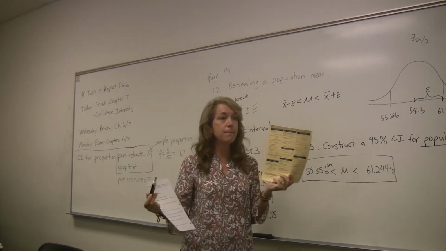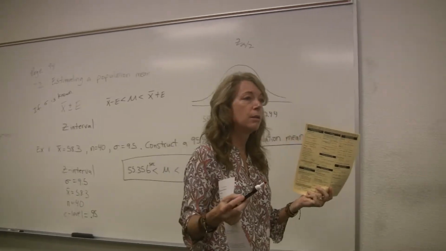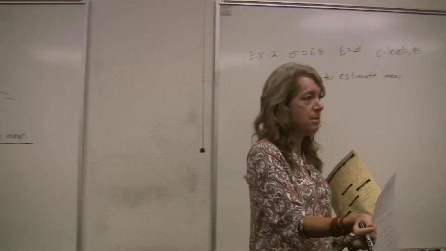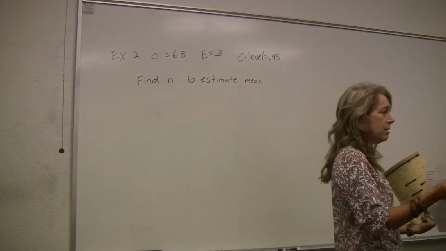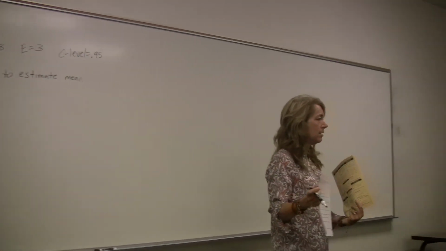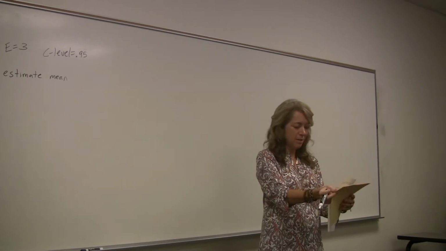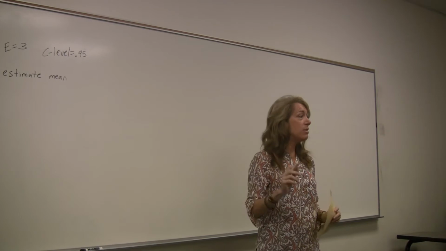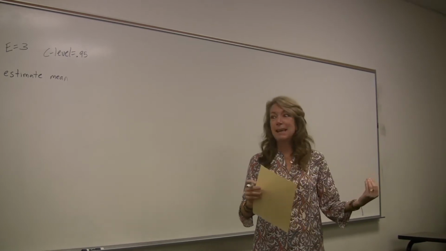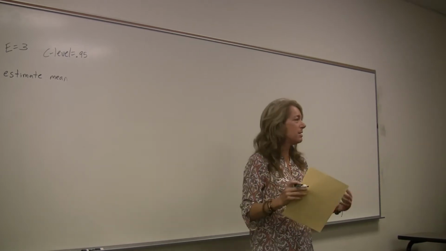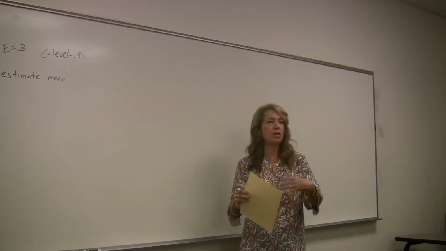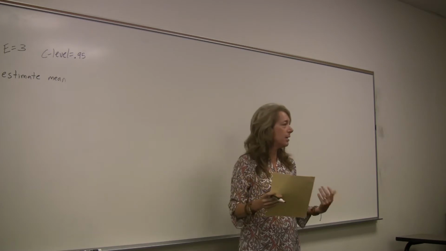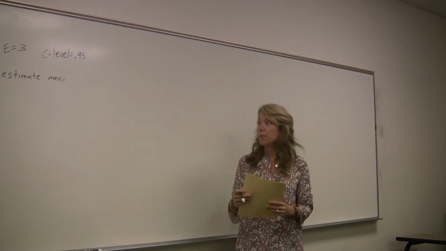Yes, ma'am? I'm confused on how it's asking for N. Because it says, how many adults must be selected? Because they're going to take some people. Never mind, I was looking at the bottom part. Okay, you're looking at the wrong one? I'm on example 2. Sometimes it'll be really nice and say, find the sample size. But a lot of times it'll say, how many should be selected, how many people should I interview, how many calculators should I grab out of this box? The how many is a clue that it's looking for the sample size.